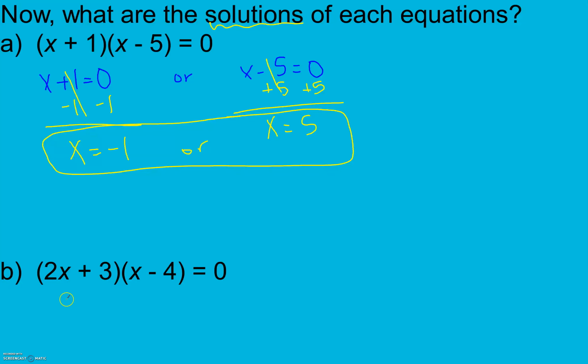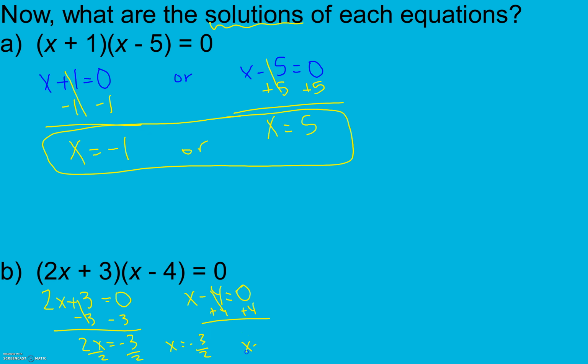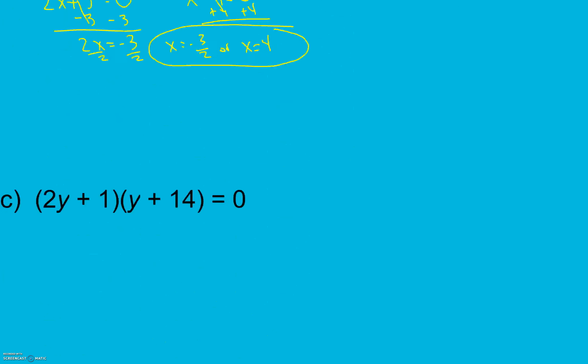Same idea here in B. Zero product property says the only way that we can multiply to 0 is if one of our factors or the other is 0. I subtract 3 and divide by 2. And in my second one, I'm going to add 4. So here, x could be negative 3/2, or x could be 4.